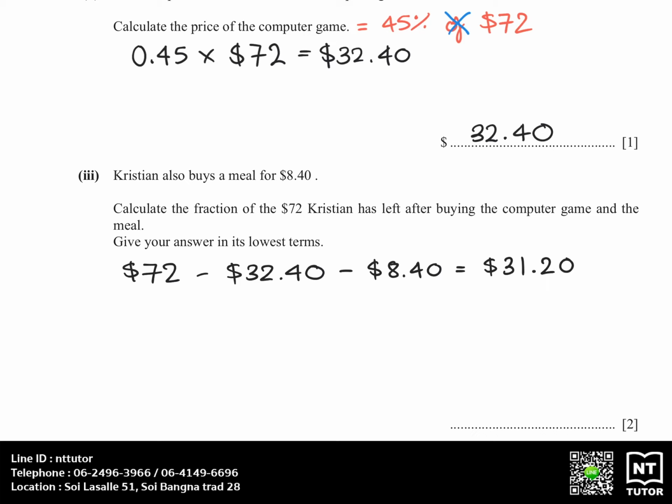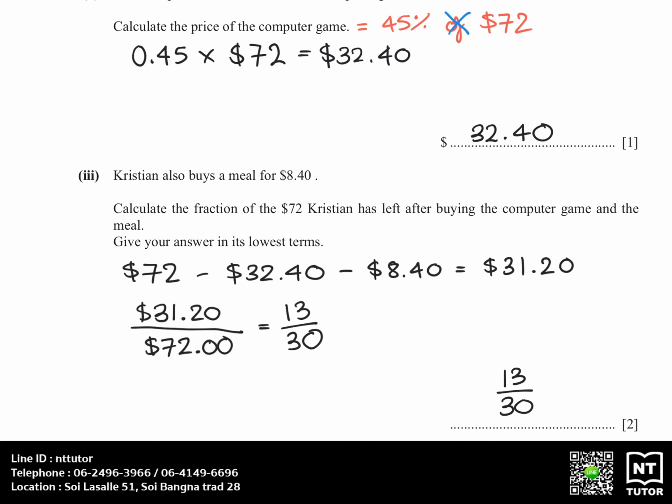$31.20. So the amount that he has left as a fraction of the amount he started with would be the amount he has left, which is 31.20, divided by the original amount, which was $72. 31.20 divided by 72 equals 13 over 30. And since we can't divide 13 and 30 by any same number, this is the fraction in its lowest terms. So the answer is 13 over 30.